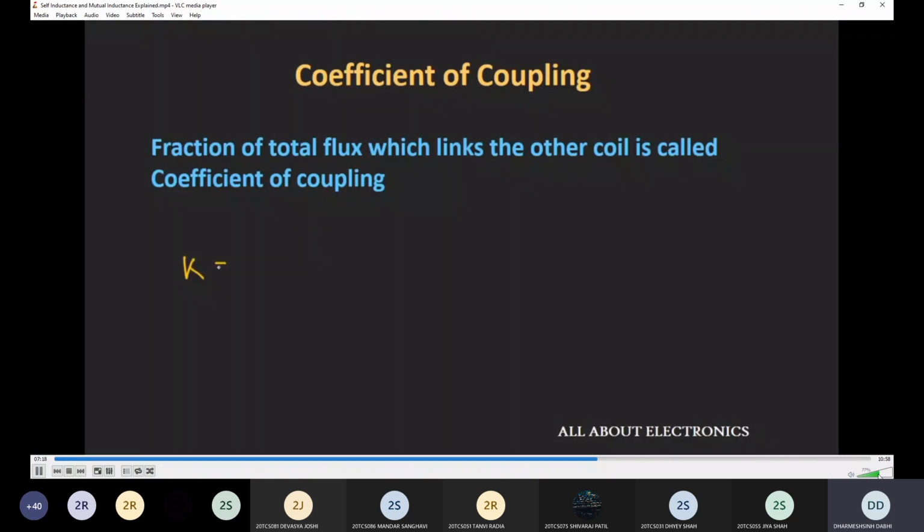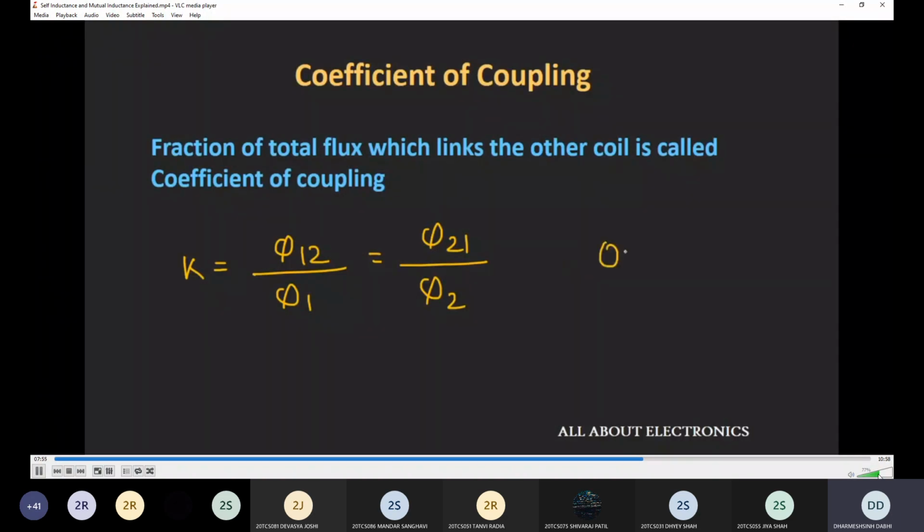So let us say φ1 is the total flux that is generated because of the current that is flowing in the coil number 1. And out of this flux φ1, φ12 is the flux that is linked to the coil number 2. And the ratio of this flux φ12 divided by φ1 is known as the coefficient of coupling. Similarly, if φ2 is the total flux that is generated because of the current flowing in the coil number 2, and out of the total flux, φ21 is linked to the coil number 1, then the ratio of this φ21 divided by φ2 is known as the coefficient of coupling.